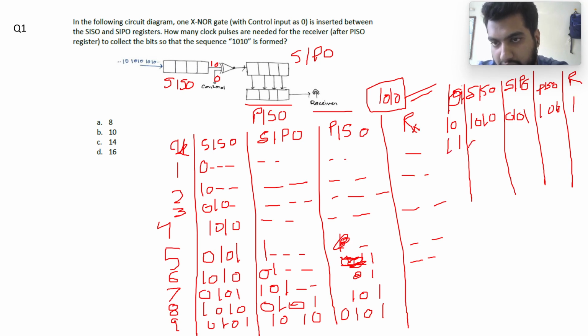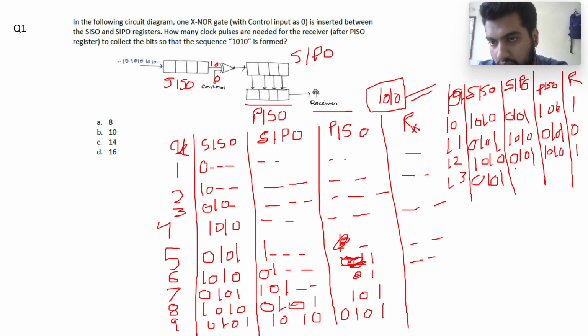Similarly for the 11th, it will be 0 1 0 1, this will be 1 0 1 0, this will be 0 1 0 1, and receiver will get 0. Similarly for 12th, it will be 1 0 1 0, 0 1 0 1, 1 0 1 0, and this will be 1. For 13th, it will be 0 1 0 1, 1 0 1 0, 0 1 0 1, 0. And finally we have the 14th, 1 0 1 0, 0 1 0 1, 1 0 1 0, and this 1 will come here.